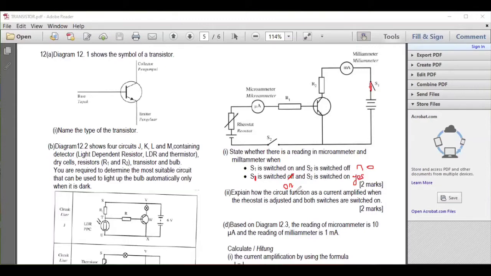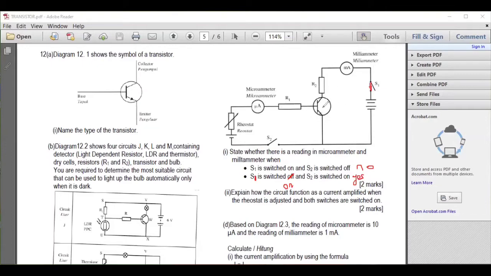Now explain how the circuit functions as a current amplifier when the rheostat is adjusted and both switches are switched on. When you change your resistor, this will change your base current. This will produce small changes in base current. Because of that, bigger changes in collector current will occur. This is the amplifier circuit.